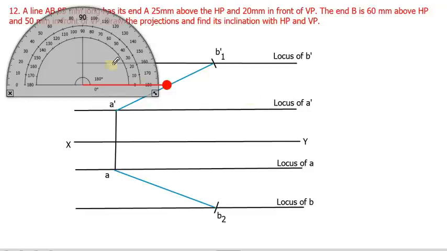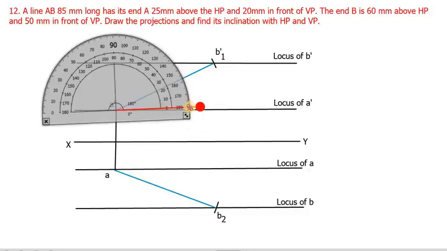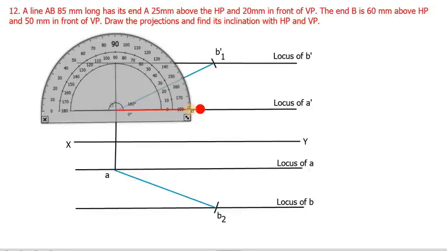Take the protractor with A dash and the locus of A dash line, and keep the protractor such that it will be straight. So the angle is exactly 24. So you can mark the HP angle as 24. Okay, so I have marked the answer.